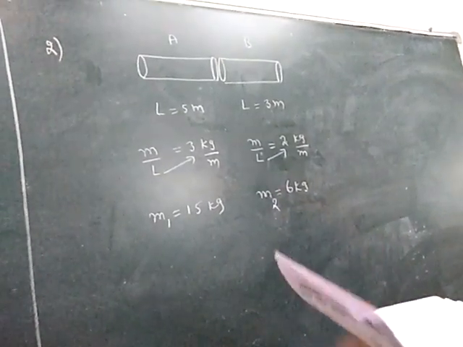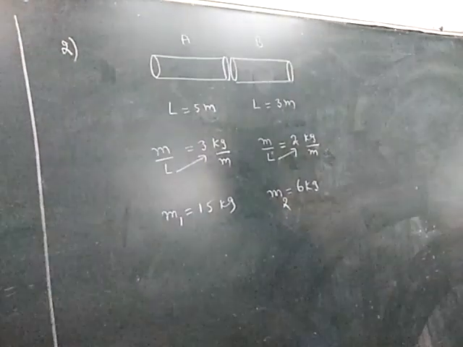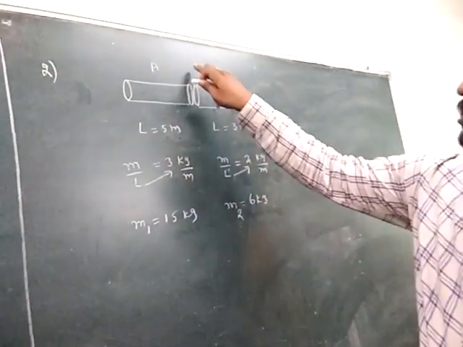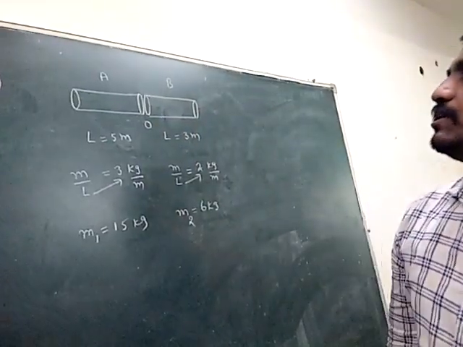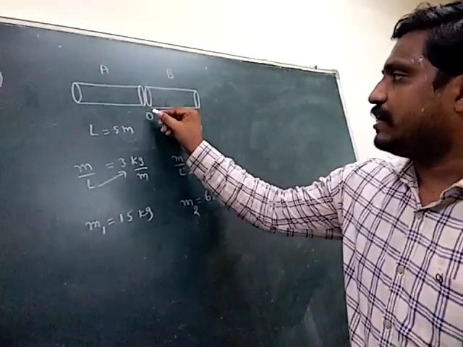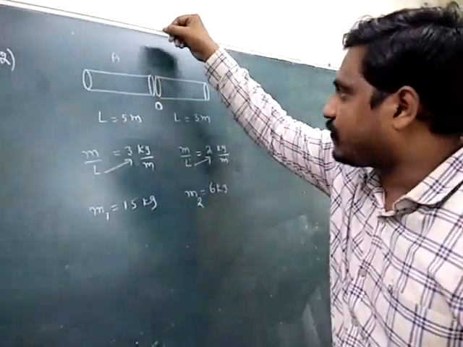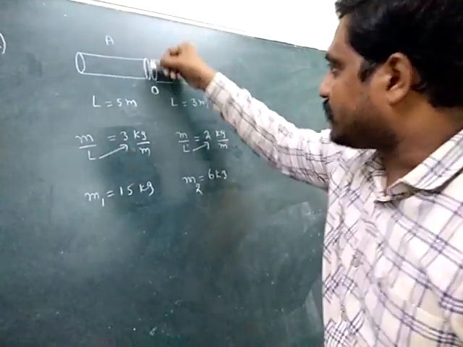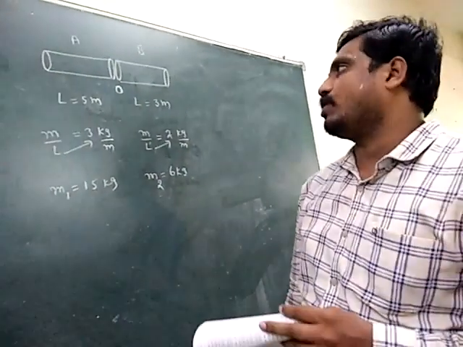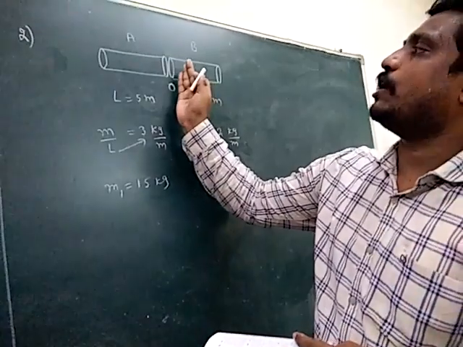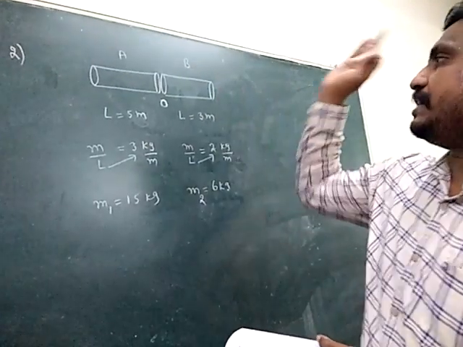Here find the position of center of mass from their interface. Interface, the contact point. This is the interface I take. This can be considered as the origin. Find position of center of mass from interface. From interface means this interface can be considered as the origin. Okay? This origin, according to mathematics, this is the left side, this is the right side.